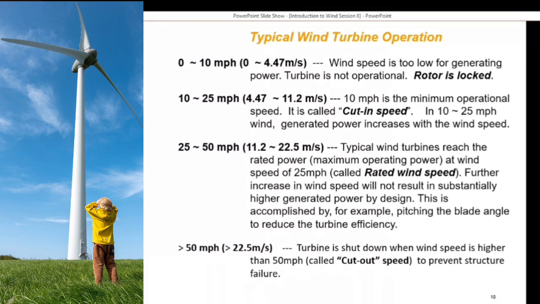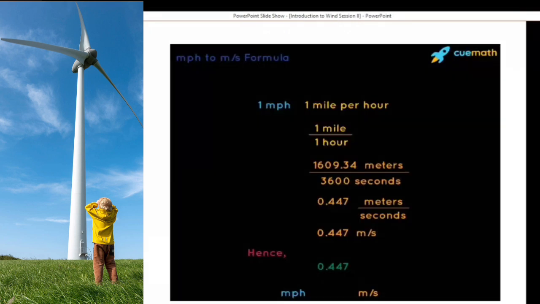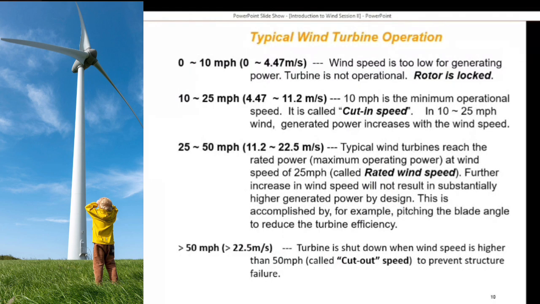Just to prevent the failure. As I told you, when wind speed becomes higher, the highest wind speed that I was saying is above 22.5, which means it can break the system. So that is where those brakes come in, just as control.